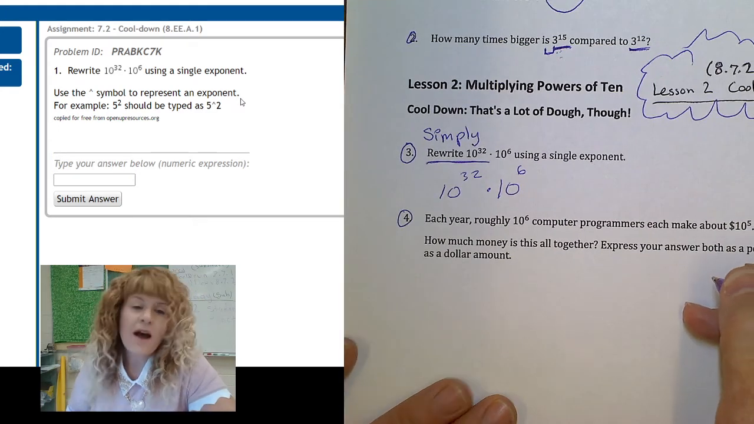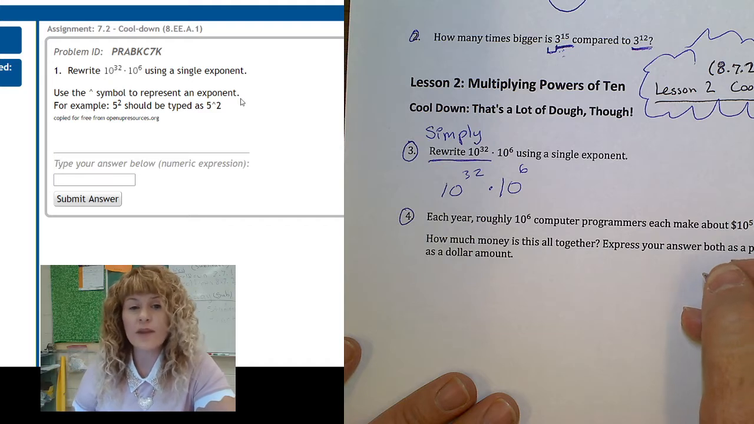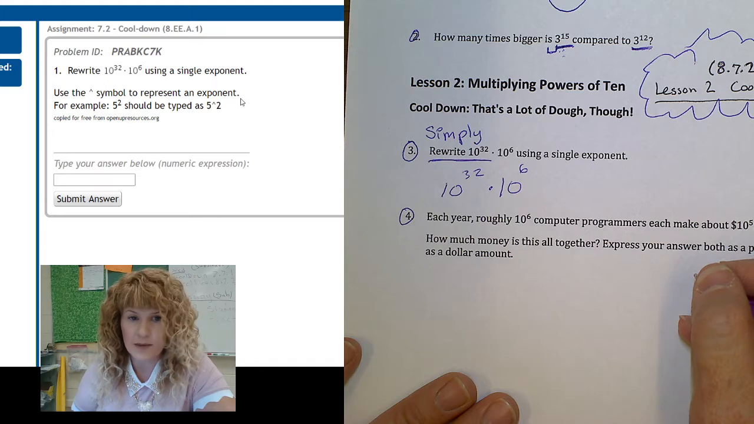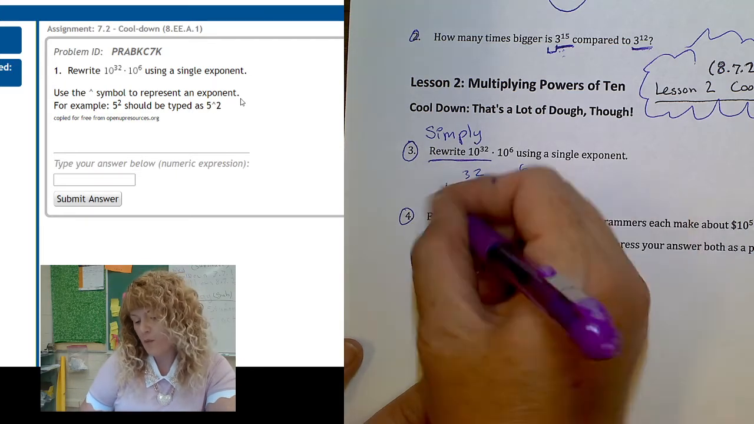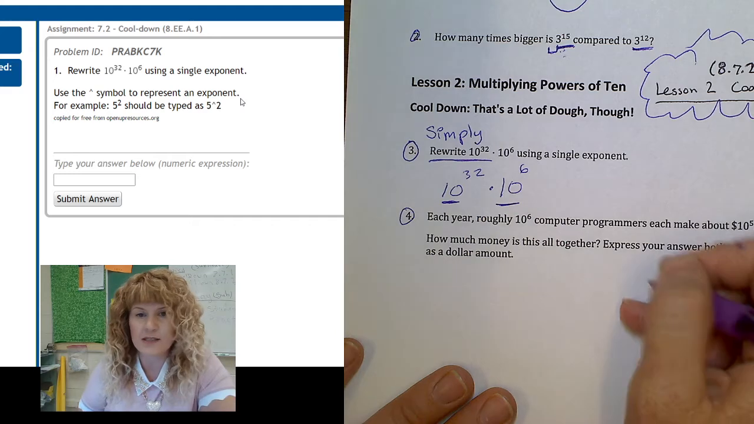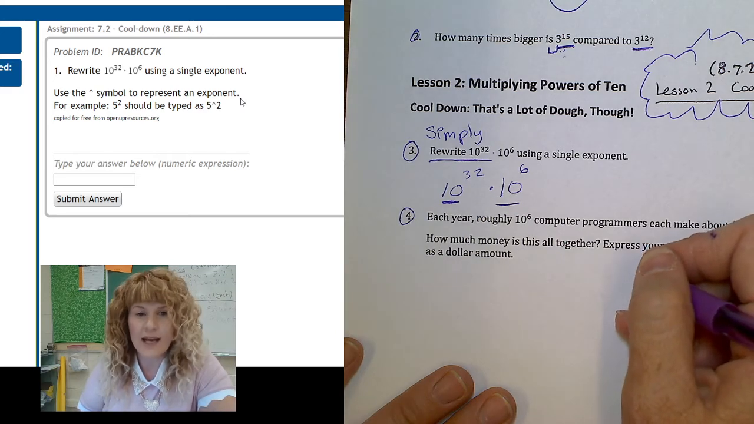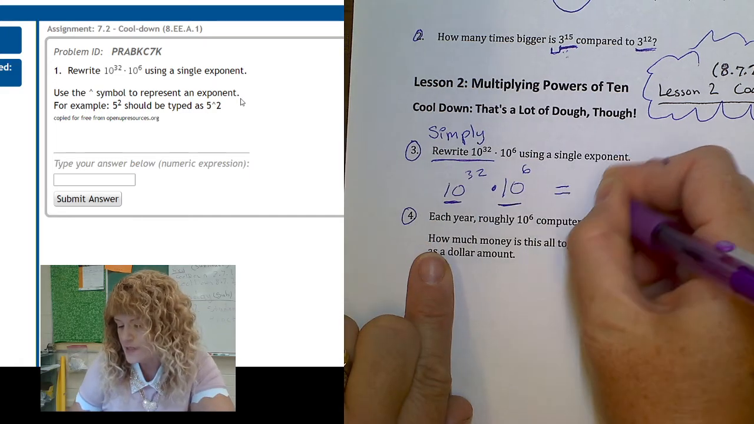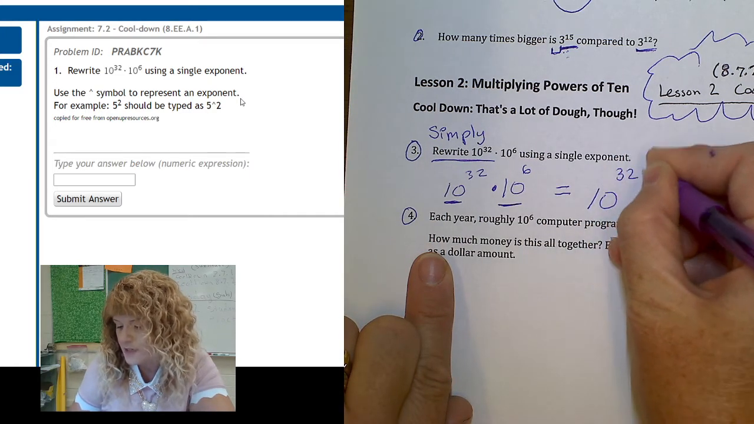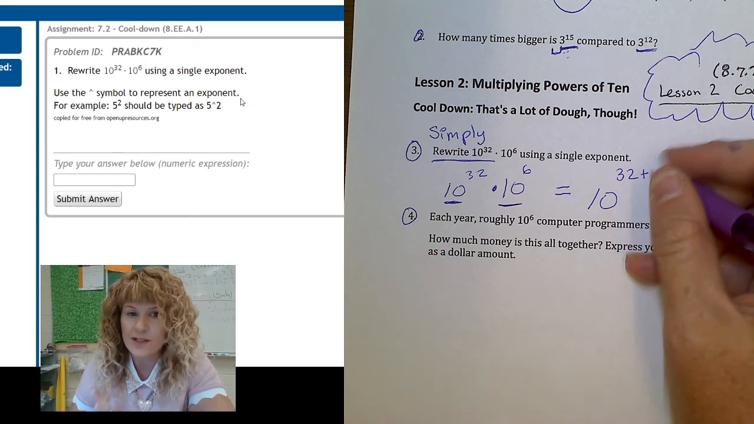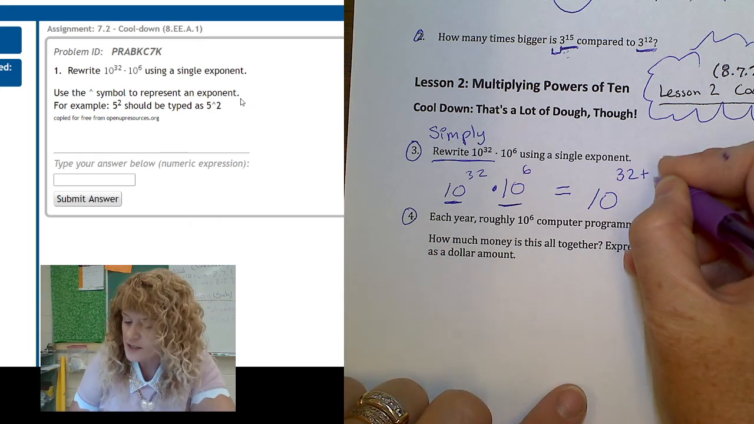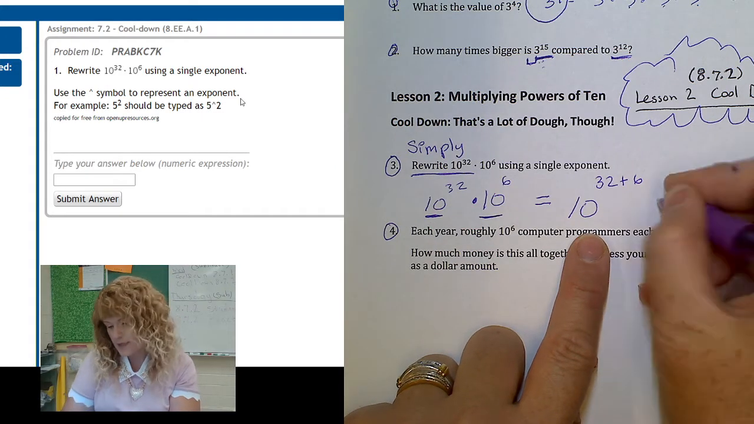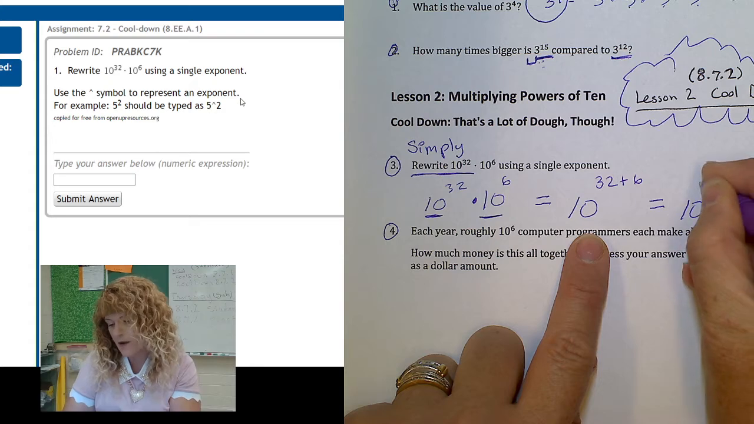In class, I showed you how to write this out in expanded form. And when you do, you can add the exponents. Please remember that when you have the same base, you can add the exponents. When you're multiplying the same base, add the exponents. So this equals 10 to the power of 32 plus 6, and that equals 10 to the power of 38.